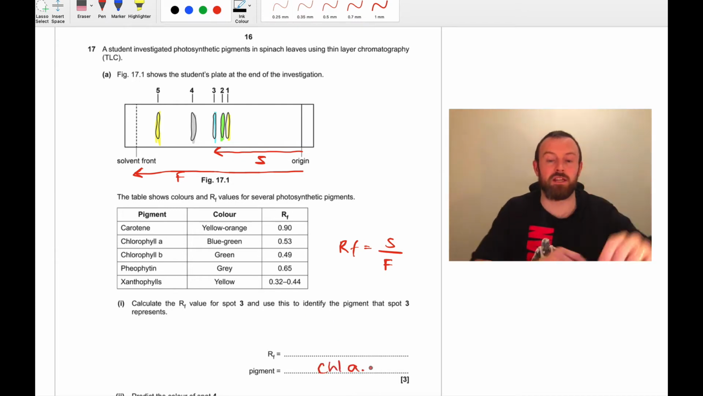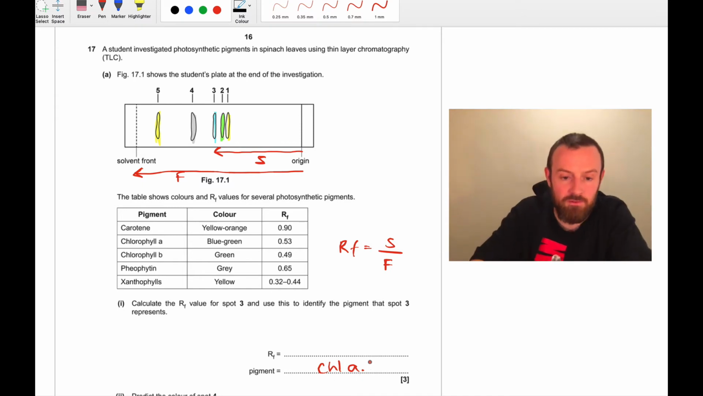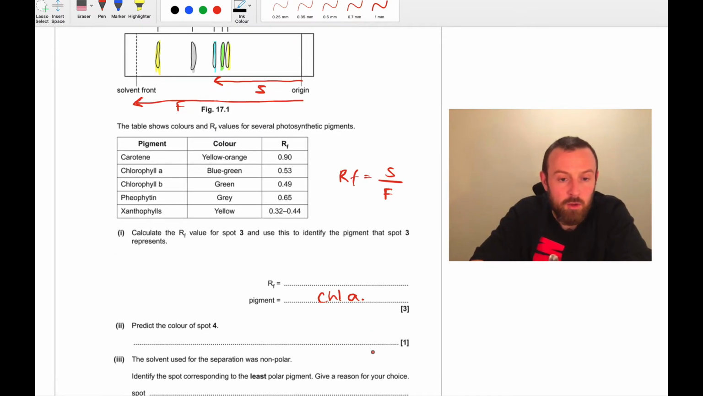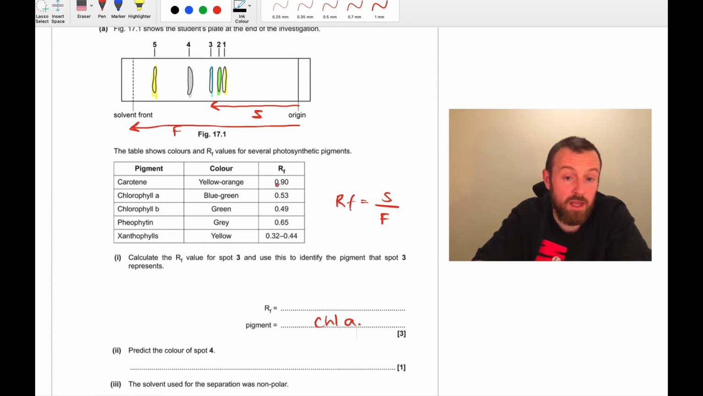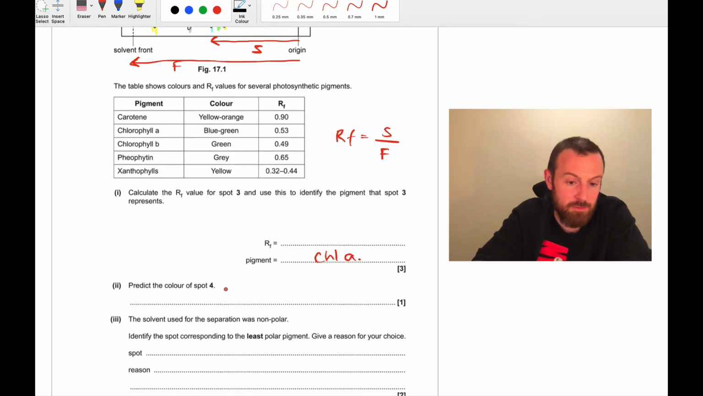I'll show you the mark scheme in a second so you can see the tolerances that they give you. Predict the colour of spot 4: grey. Okay, so I did that by working out the order. So it's going to be grey.